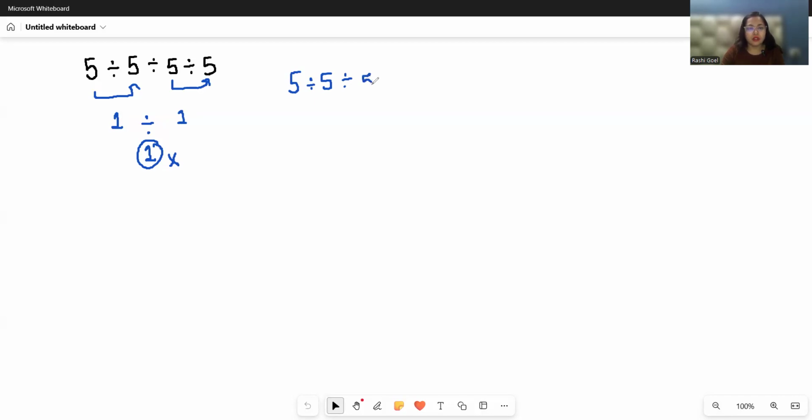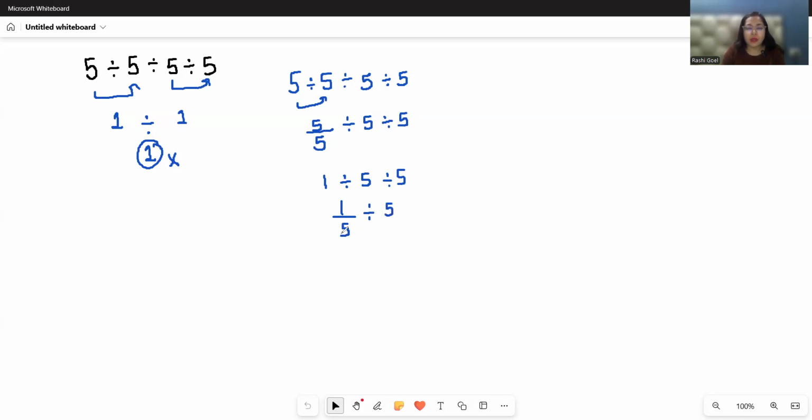Rewrite the equation: 5 divided by 5 divided by 5 divided by 5. We are going to solve this expression from left to right. So first 5 divided by 5, then rewrite the left out terms. Now 5 divided by 5 is 1, and then 1 divided by 5 divided by 5. Then again we can write it as 1 by 5 divided by 5.